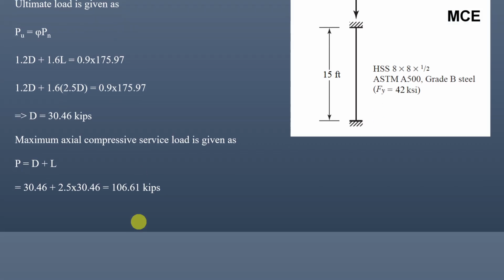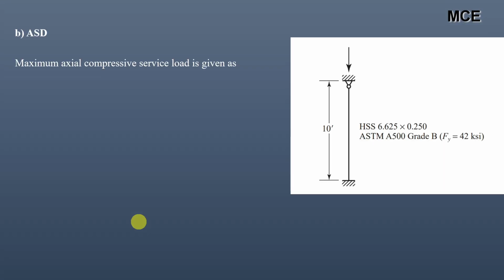And for ASD, the maximum axial compressive service load will be simply dead load plus live load, which will be equal to the nominal strength of this column divided by the safety factor. Nominal strength is 175.97 divided by the safety factor for ASD, 1.67, so it will be 105.37 kips. This is the maximum axial compressive service load which this column can support as per the ASD.